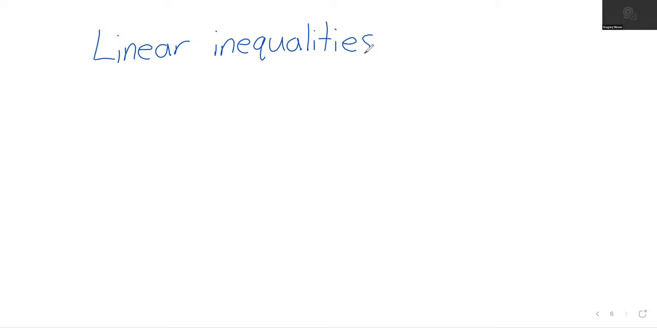Let's talk today about linear inequalities. A linear expression is an expression of the form mx plus b. And a linear inequality is what you get if you have two expressions like that, say mx plus b and nx plus c.